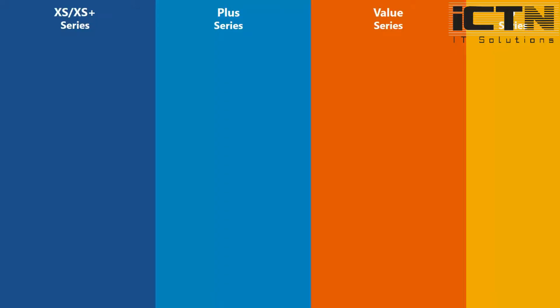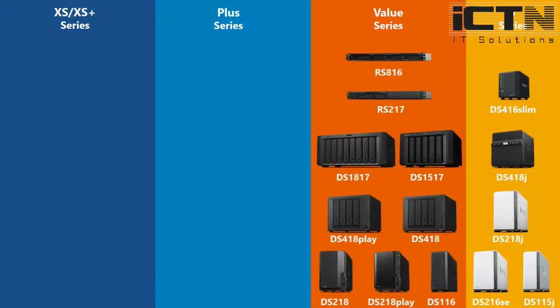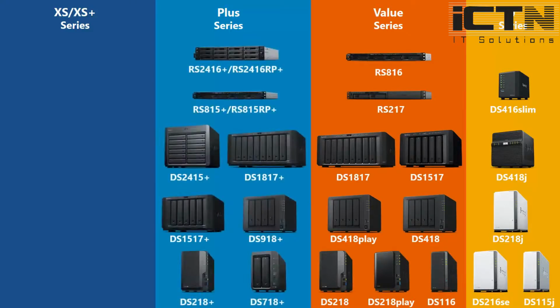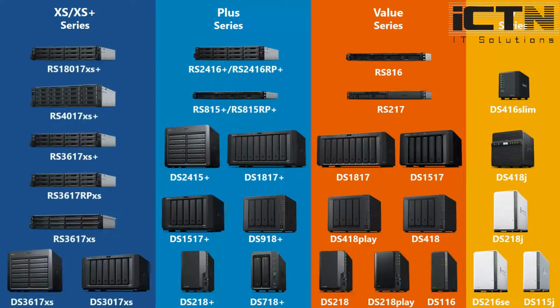So as you can see, we have 4 main product series that we split up based on their performance level. We have the J series, the Value series, the Plus series, and the XS and XS Plus series. The J and the Value series are our more consumer-focused units. They're not going to have a very high storage capacity or a very high performance level, as they are meant for home use. If you're looking for a business application, that is where you'd want to look at the Plus and the XS and XS Plus series, as those are the business-focused units that Synology offers.